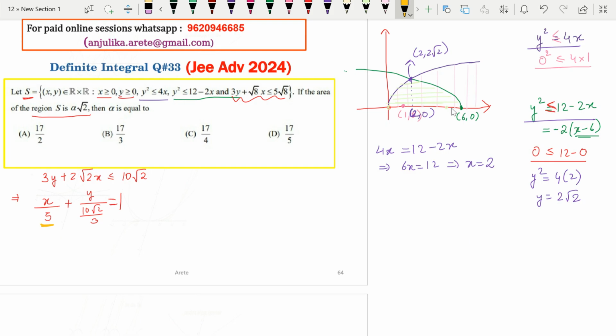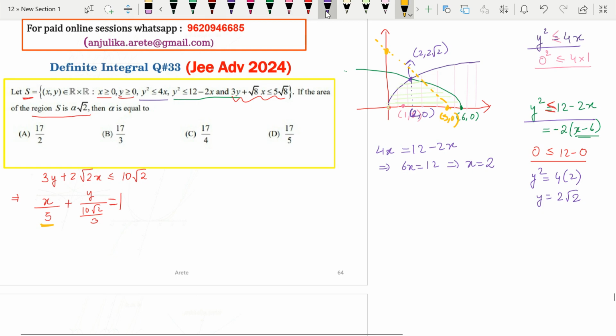X intercept is 5, so somewhere here this is 5 comma 0. And what is your y intercept? 10 upon 3 root 2. How much will that be? 3.3 into root 2, 4 point something, more than 4.5, right? So maybe somewhere here, we're not sure.